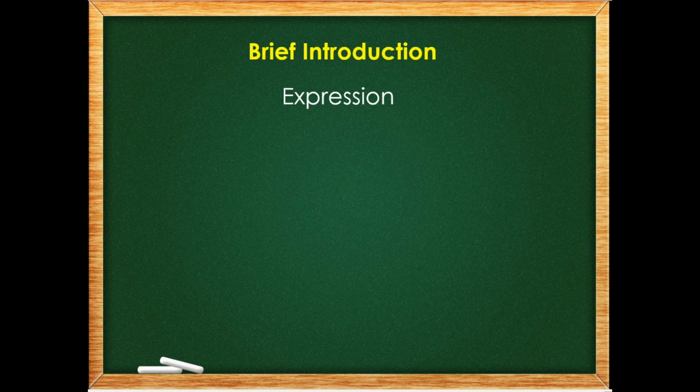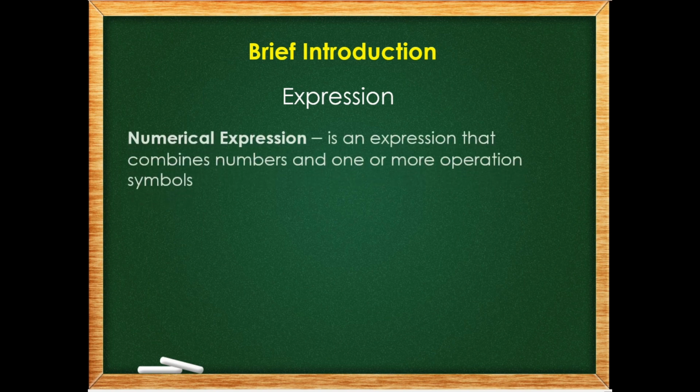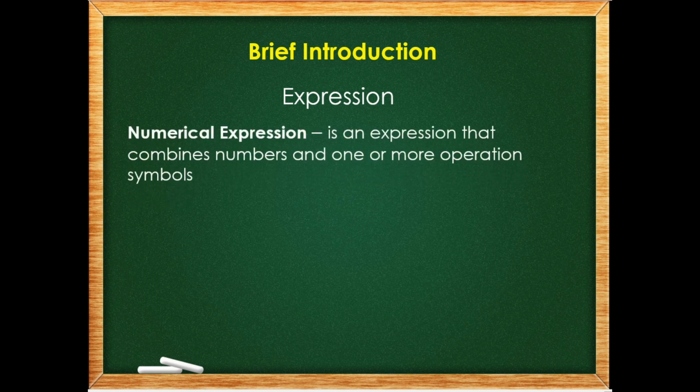Now let's define what is an expression. Expression can be of two types. First, the numerical expression. This is an expression that combines numbers and one or more operation symbols. Examples are 4 times 2 plus 3. Another example of an expression is 5 minus 2 times 2 plus 1. As you can see, it only is composed of numbers and operations. It has no equal symbol.